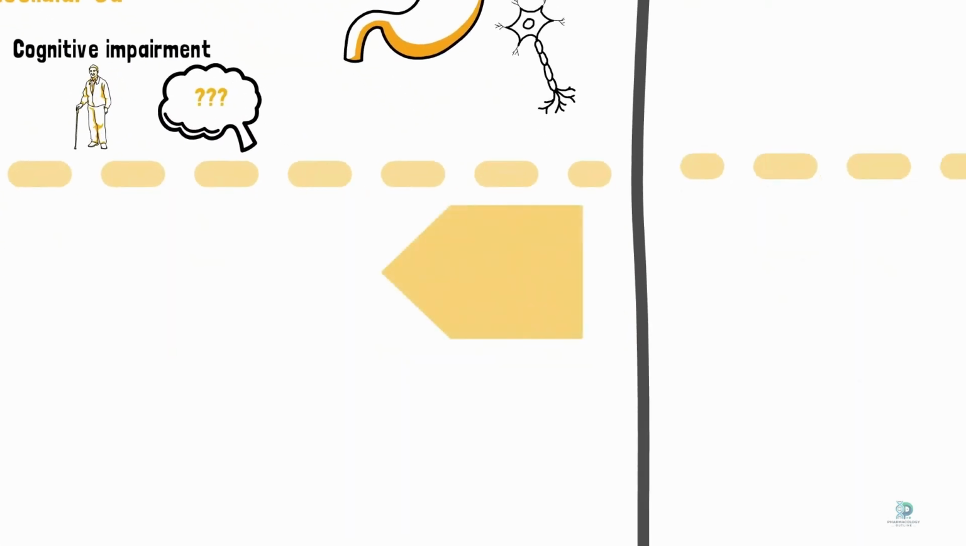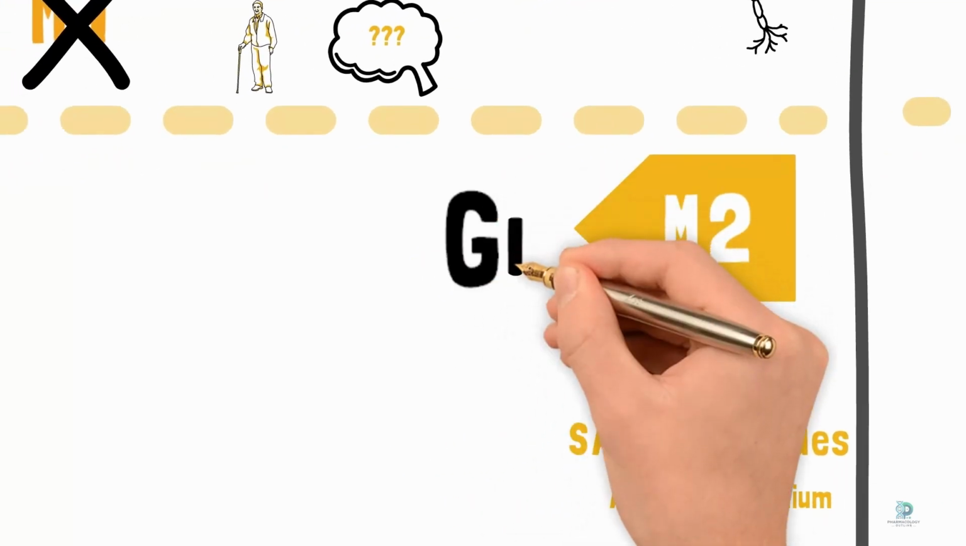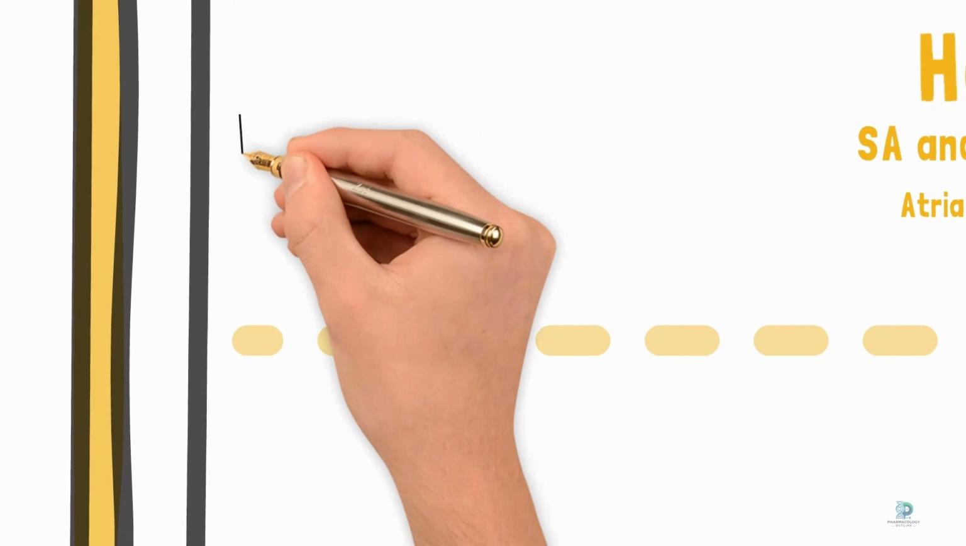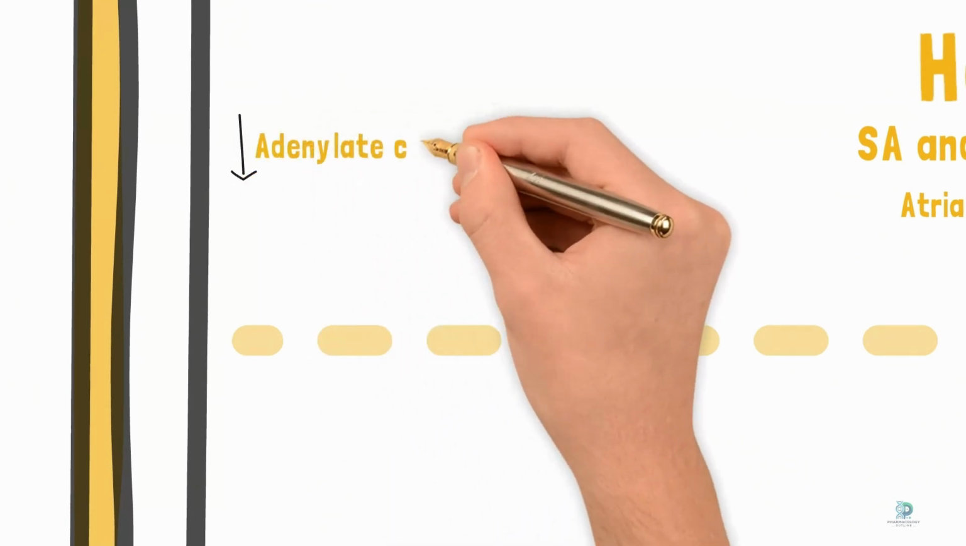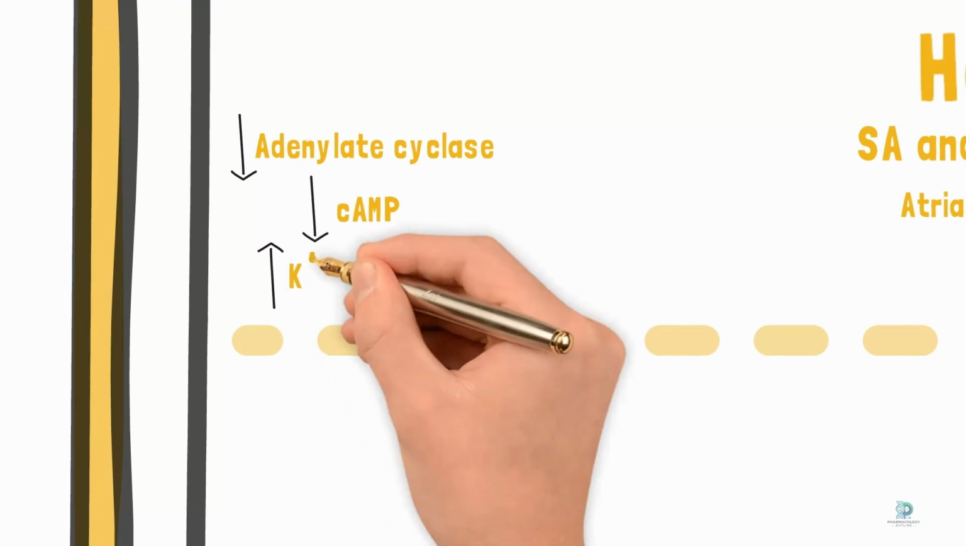M2 receptors. M2 receptors are found primarily in the heart, especially in the SA and AV nodes, and to some extent in the atrial myocardium. Signal transduction is Gi second messenger pathway: inhibits adenylate cyclase, decreases cyclic AMP, activates potassium channels.